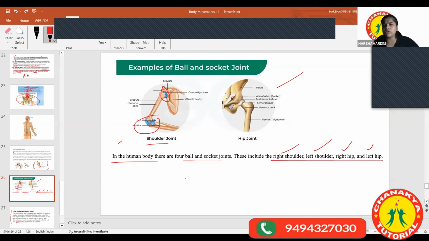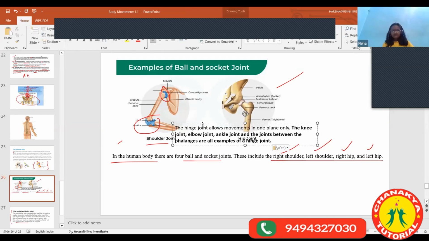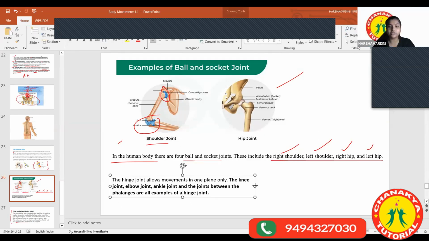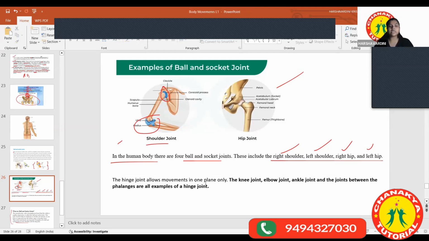I think it comes under hinge joint, right? Hinge joint: knee and elbow. The elbow comes under hinge joint. It was under movable joints. Movable joint, that is right. We'll paste that in the slide. Hinge joints allow movement in only one plane. We know that. The knee joint, elbow joint, ankle joint, and the joints between the phalanges are examples of hinge joints. Understood?